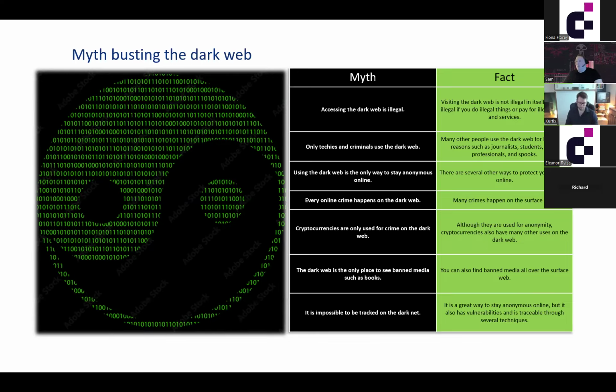And it's impossible to be tracked on the darknet. If it was impossible to be tracked on the darknet, I probably wouldn't have a job because I spend a lot of my time helping people track down people on the darknet. It is a great way to stay anonymous online and for privacy reasons, and I do recommend it if you happen to be a journalist or stuck in a country that has very limiting access. But it has many vulnerabilities and it is traceable through several techniques, which I won't talk about at the moment. You don't need to know that. If you're interested, let me know, and I will happily nerd out about how you can trace people on the darknet. But that's not for today.